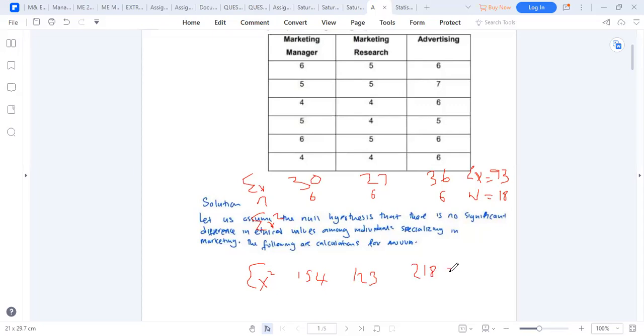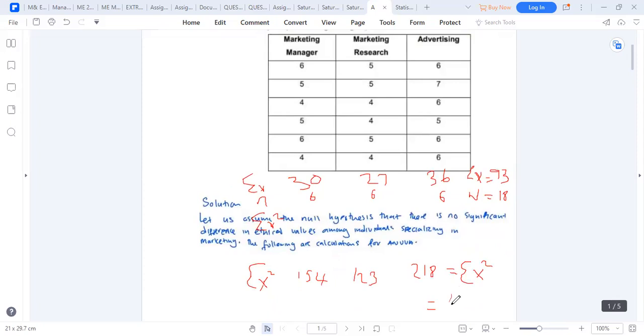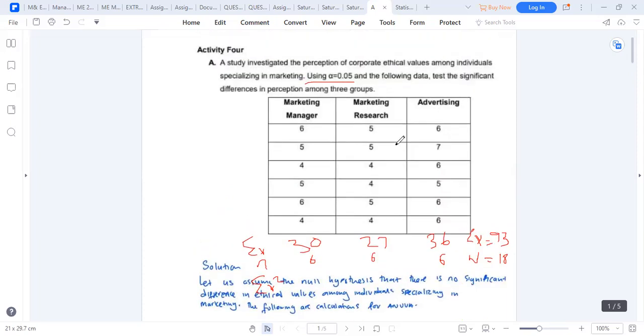And the total of totals here is what? 495. What else can we get from this table? Our K and our N. What is our K? 3. Our N? 18.